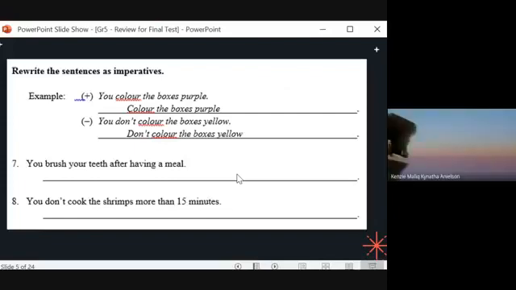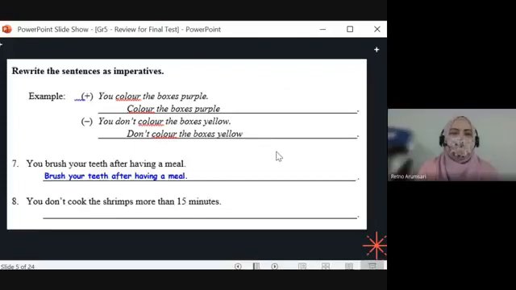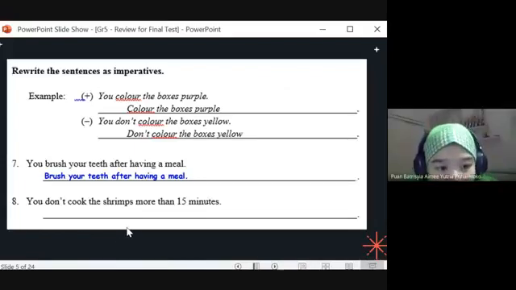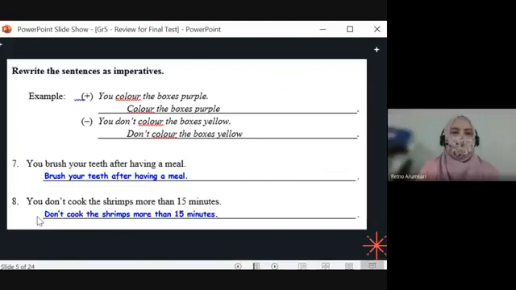Brush your teeth after having a meal. Yes, that's right. Brush your teeth after having a meal. Good. Next, Amy. Don't cook the shrimps more than 15 minutes. Yes, that's right. Don't cook the shrimps more than 15 minutes.